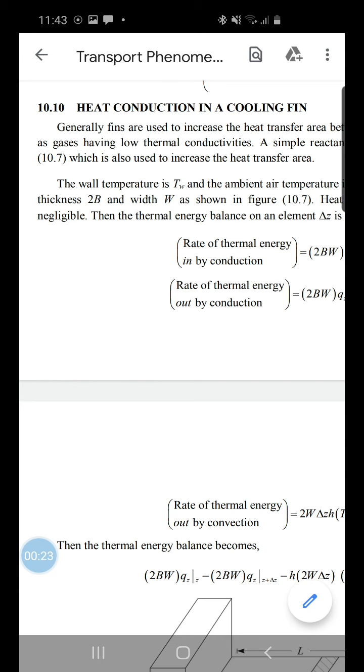As you know, fins are generally used to enhance heat transfer. These fins are used to increase the heat transfer area between a metal wall and fluids, such as gases, which have a low thermal conductivity. If a gas with low thermal conductivity comes in contact with a metal surface, the heat transfer area must be increased because the thermal conductivity is less.